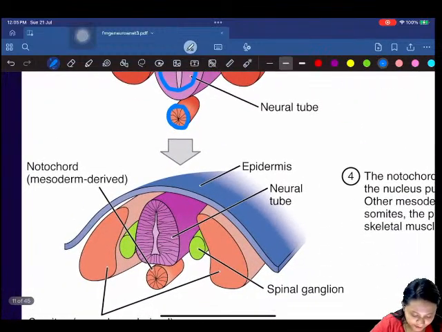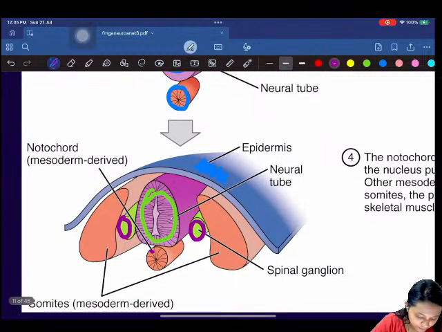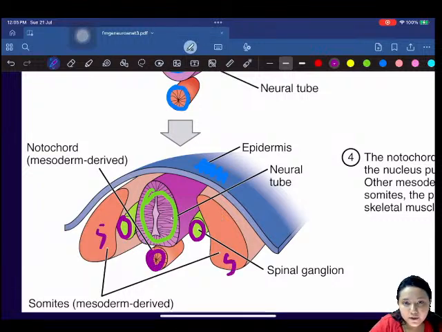Okay, so finally you can see that this is the epidermis. Okay, this is the neural tube, and then you have the neural crest cells that are forming the spinal ganglion. Okay, and the notochord below, and these are the somites. Okay, that is how this entire neural tube is formed.